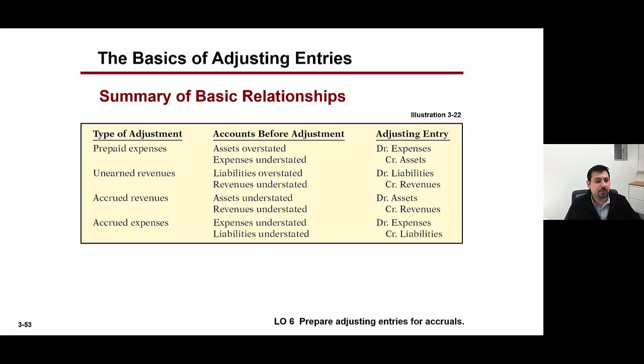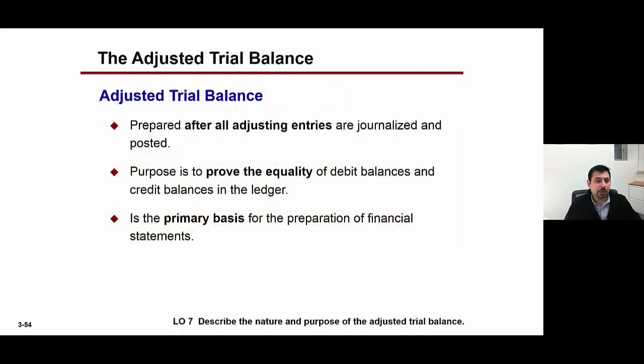This is basically a summary. This table is a summary of all the 4 types of adjusting entries that we studied so far. And once we have those adjusting entries made, we can prepare the adjusted trial balance. This is usually prepared after finishing with all those adjusting entries. Then we journalize them and we post them to the ledger.